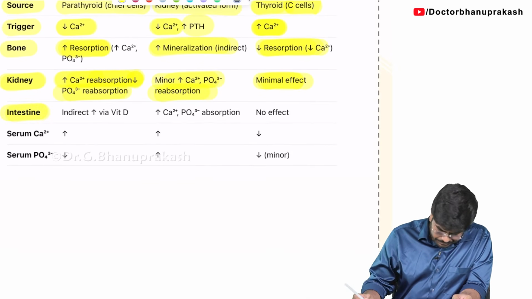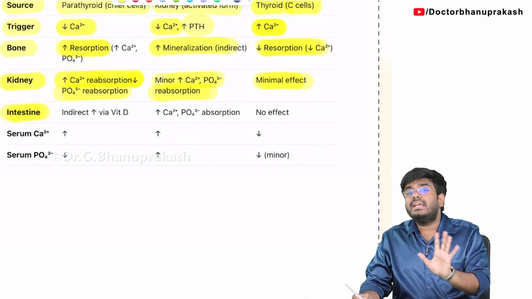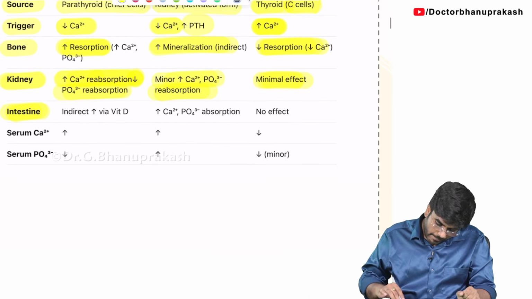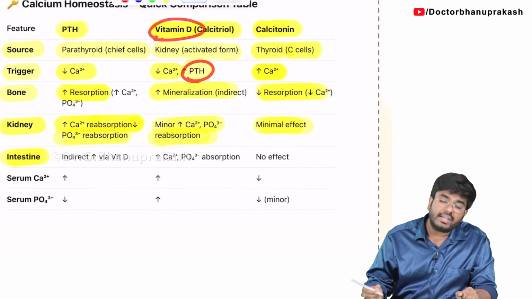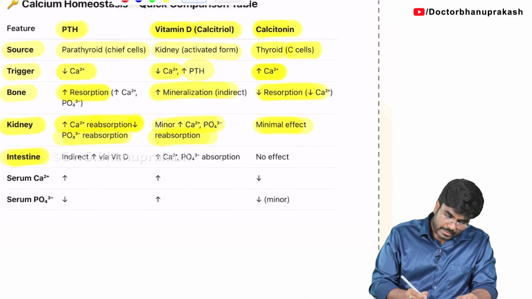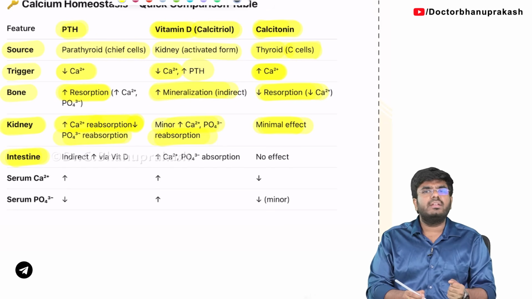See, in intestine, what is this parathyroid hormone doing? See, parathyroid hormone directly it won't act. Previously, I have told you, parathyroid hormone helps in the vitamin D activation. So, yes, parathyroid hormone acts on vitamin D. Activate vitamin D. What will this activated vitamin D do?